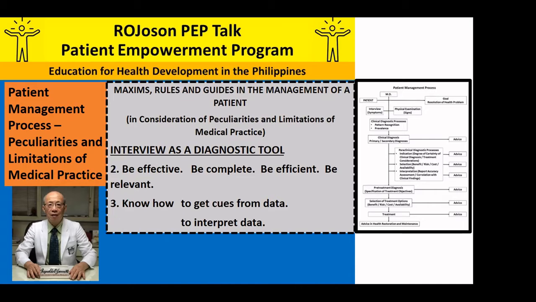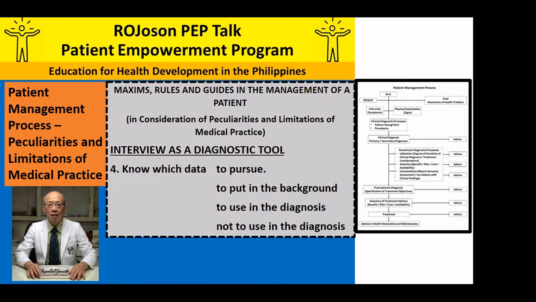Get clues from the circumstances and symptoms to be used in the diagnosis of the patient. Be effective, be complete, be efficient, be relevant. Then know how to get cues from the data and know how to interpret the data. Know which data to pursue, which data to put in the background, to use in the diagnosis, and not to use in the diagnosis.